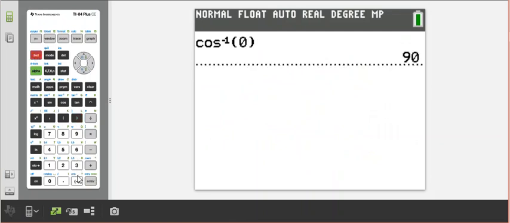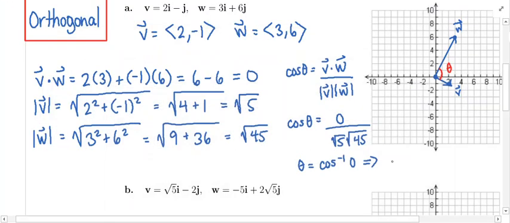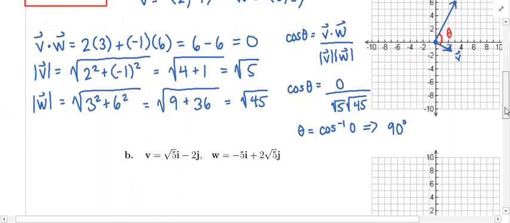Even if you did this all the way out, if I did the cosine inverse of 0 divided by the square root of 5 times the square root of 45, if you did the whole thing out, you're going to get that the angle, because we're in degrees here, is 90 degrees between the two vectors. So they are orthogonal. Let's try the next pair of vectors.